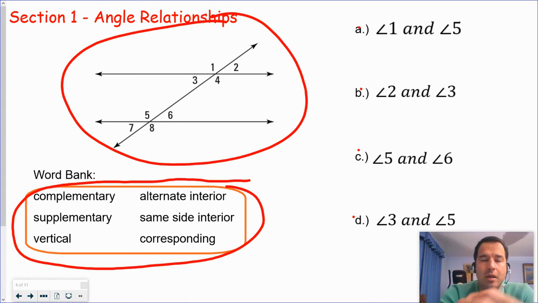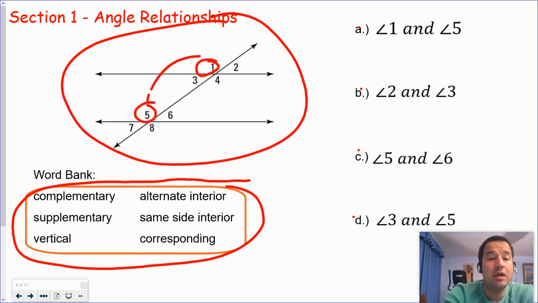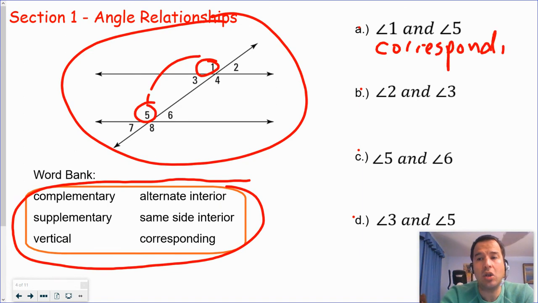Here we go. Angle 1 and angle 5. Those two, which one of those are they? They are corresponding, because they are like the matching angles. They correspond. 1 and 5, 2 and 6, 4 and 8, and 3 and 7 are all corresponding angles.